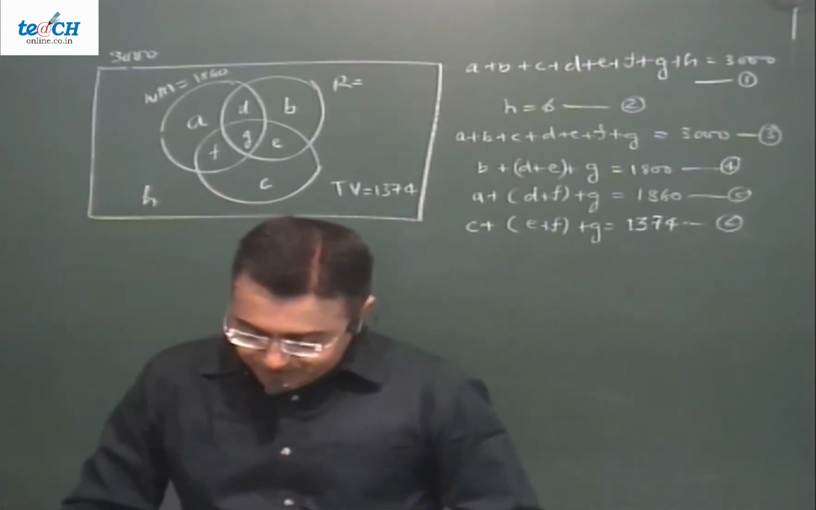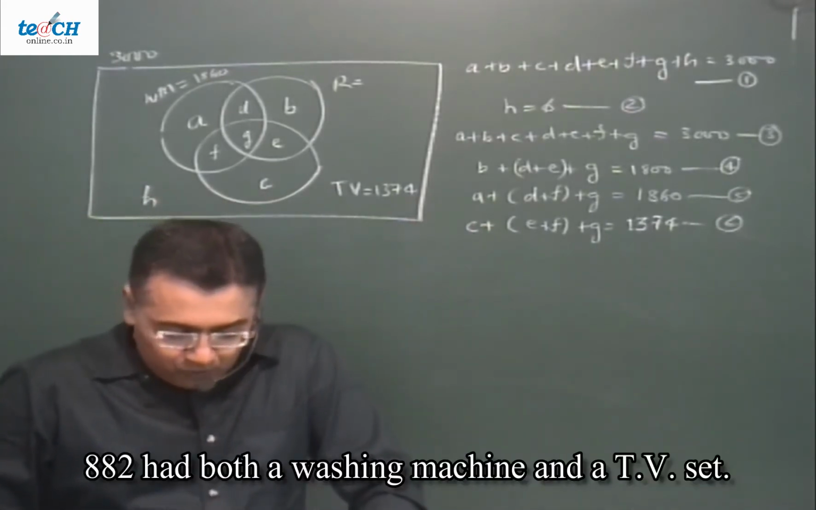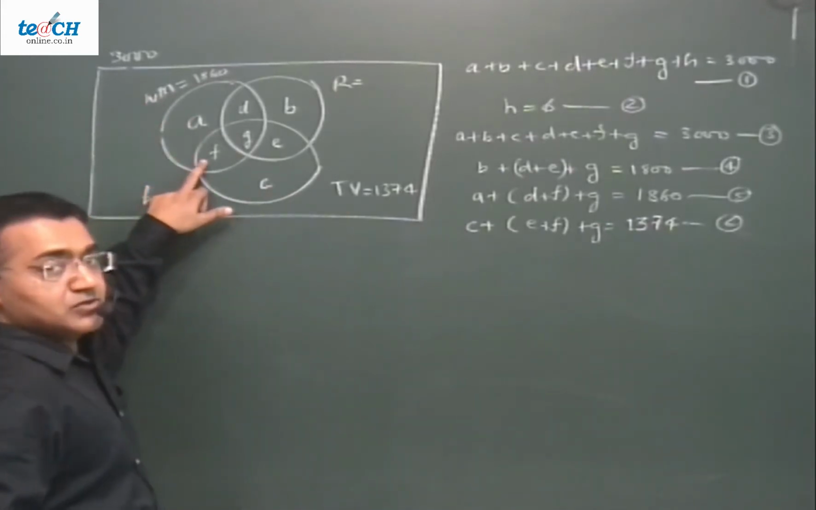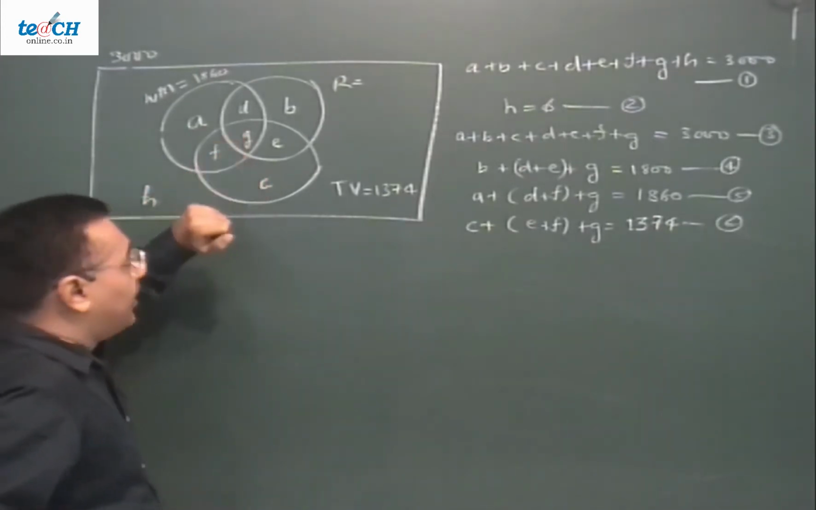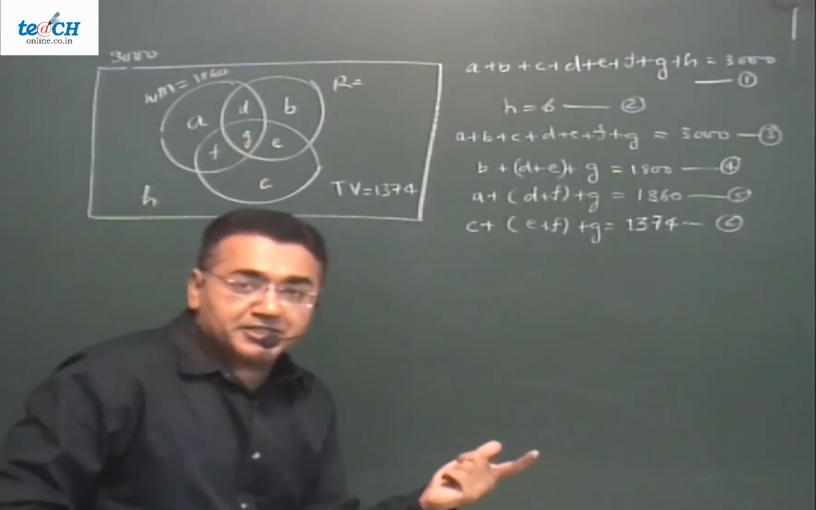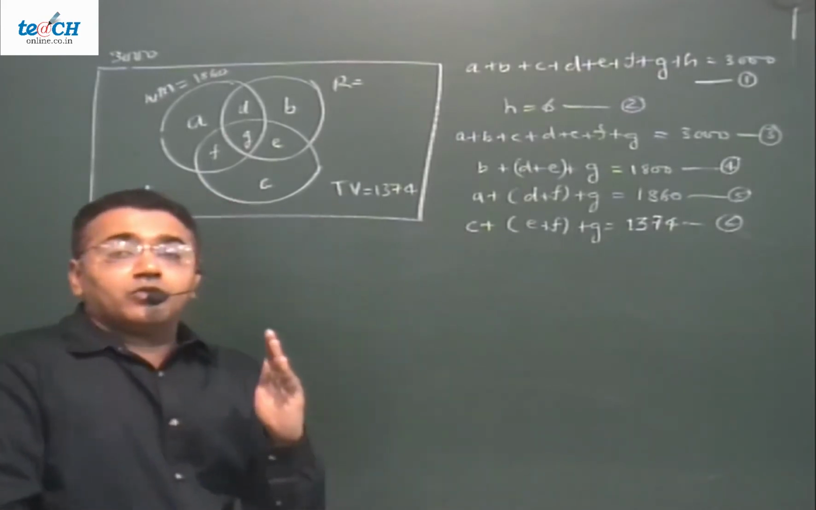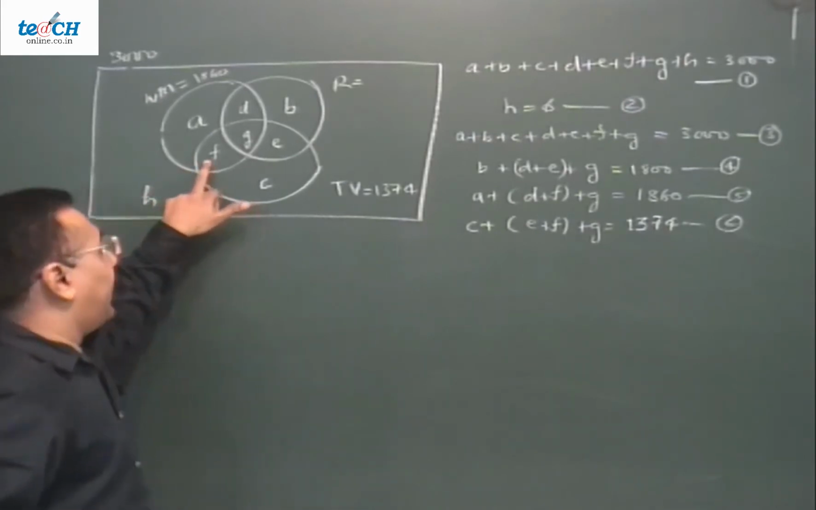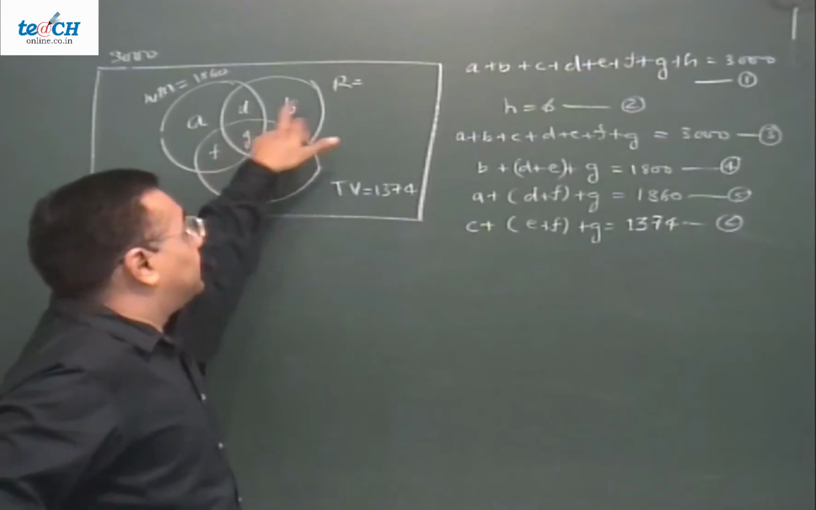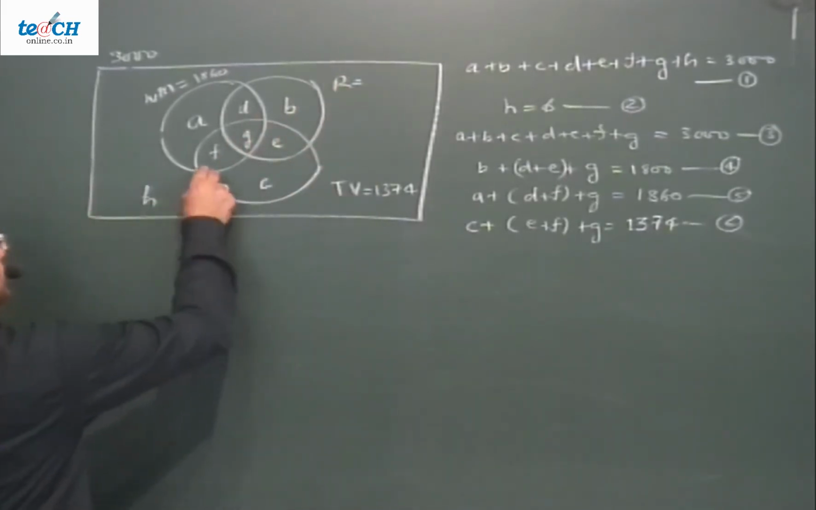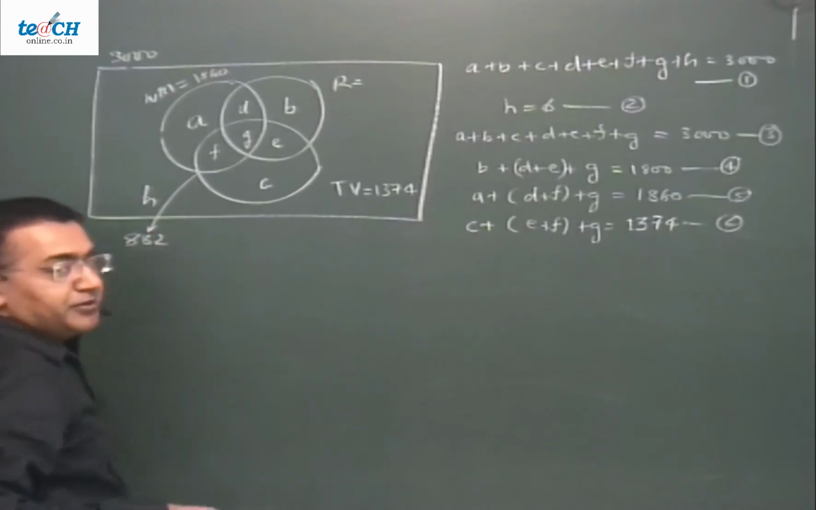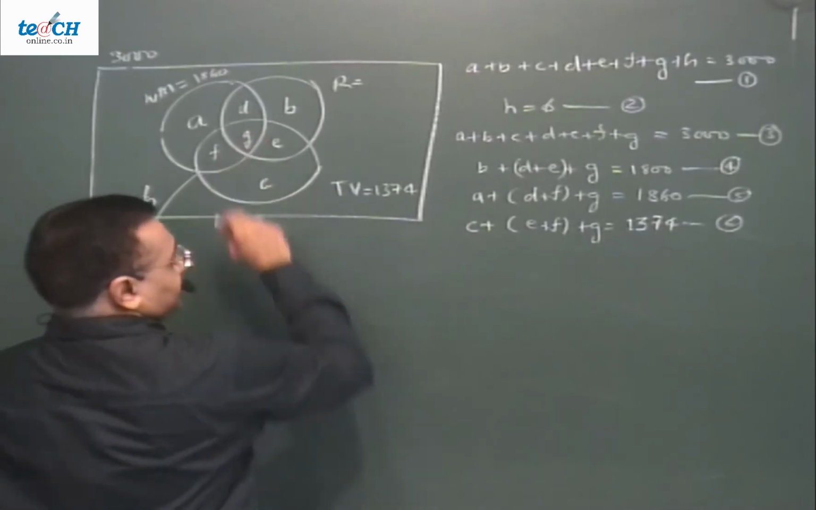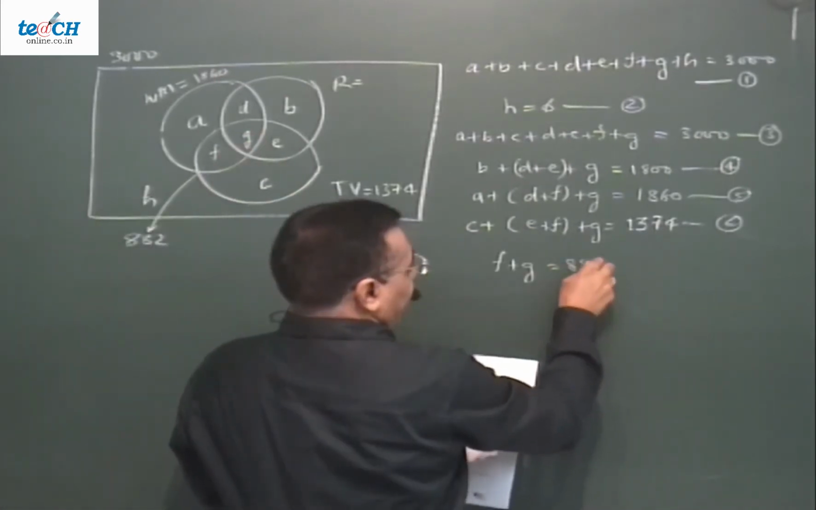The next data that is given is that 882 had both a washing machine and a TV set. So we're talking about this? No, not just this, also this. Why? Because those who have all three also have washing machine and TV sets. So when I'm counting those who have washing machine and TV sets, I mean those who have washing machine and TV sets only, and those who have washing machine and TV sets along with the refrigerator. So this 882 is actually the sum of these two. If you remember the intuitive solution, this is how we had written it here. How will we write it as an equation? Let's write it. F plus G is equal to 882.